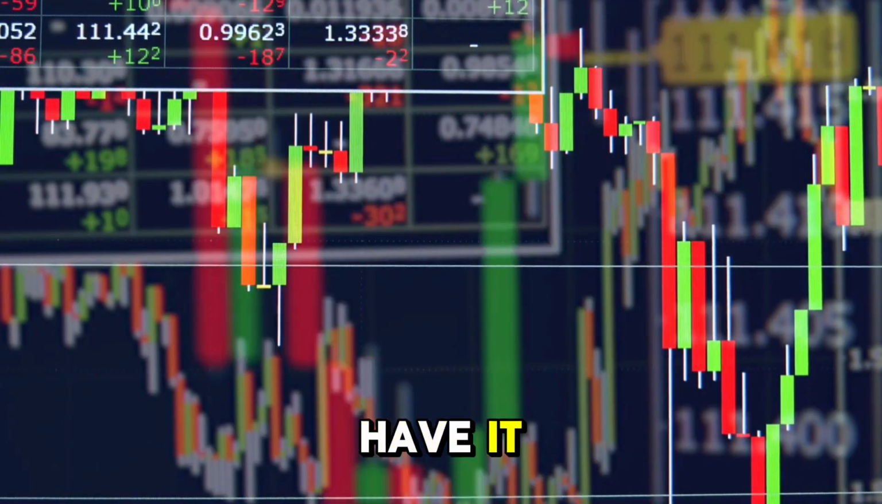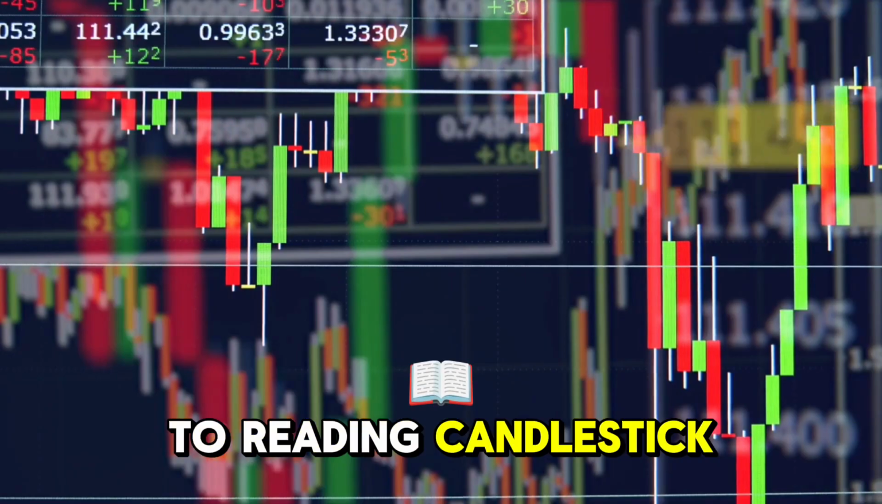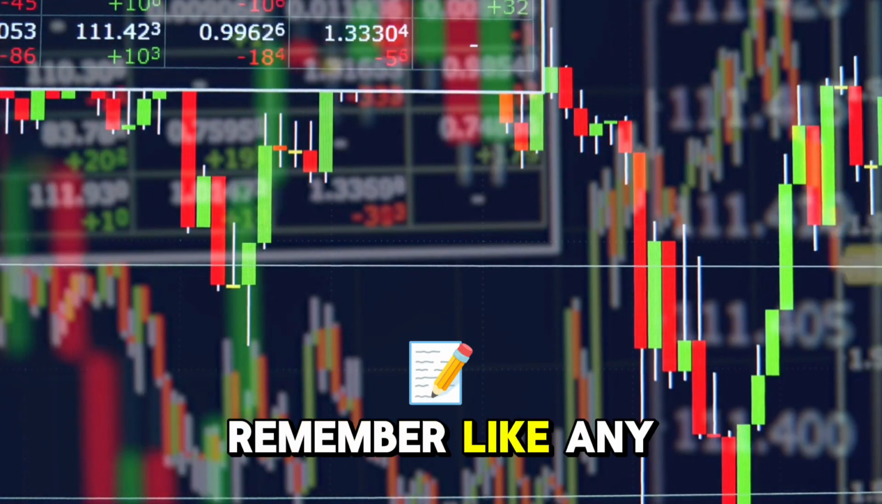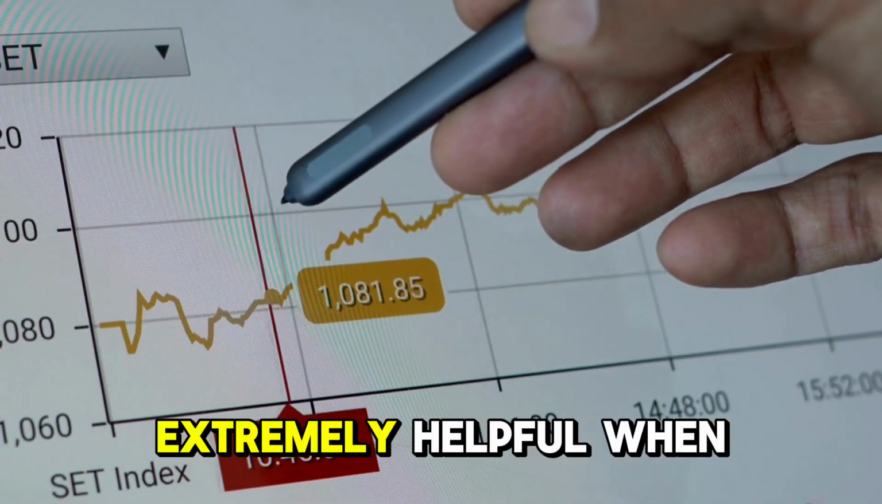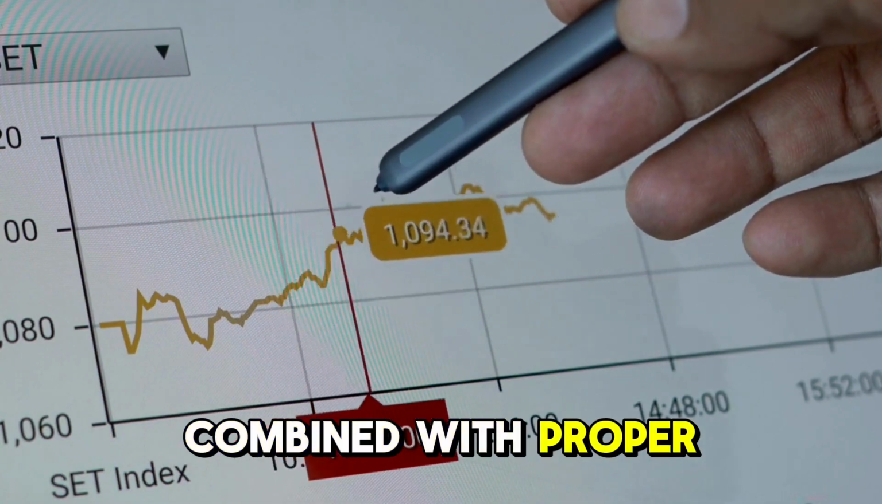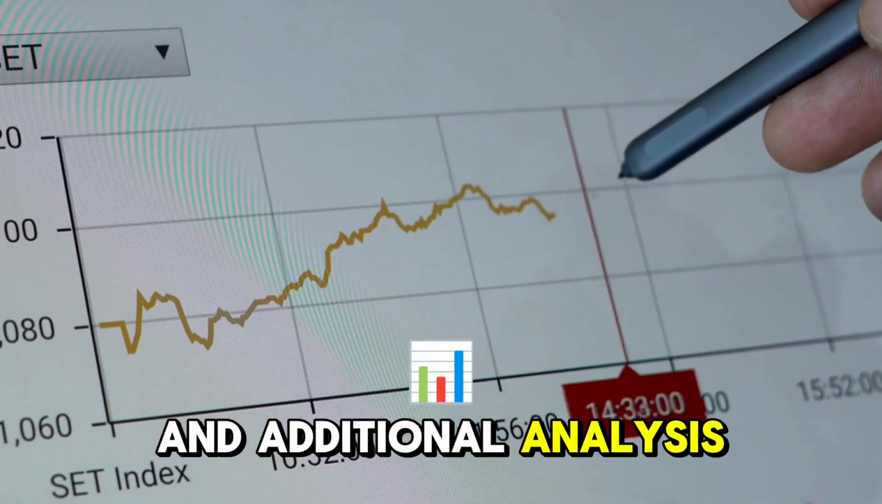And there you have it, a basic introduction to reading candlestick patterns. Remember, like any other trading tool, these patterns are not foolproof but can be extremely helpful when combined with proper risk management and additional analysis.